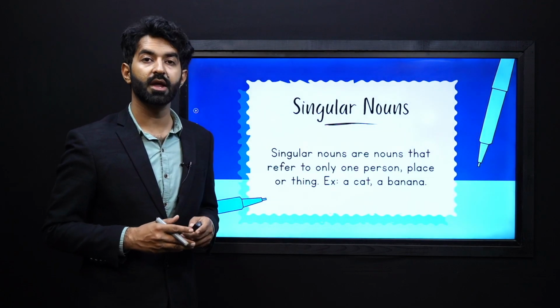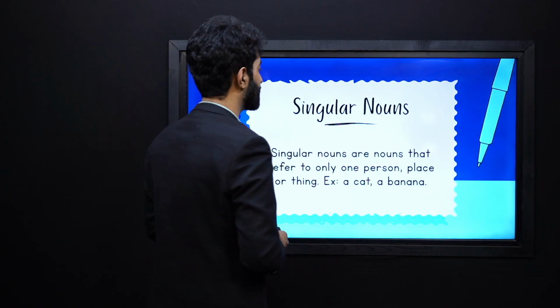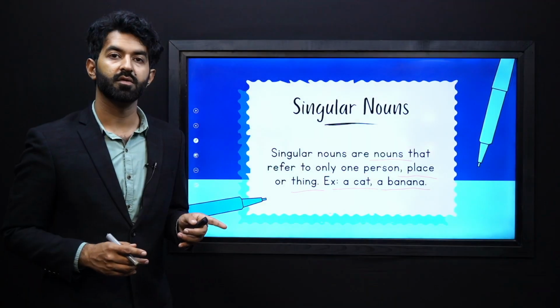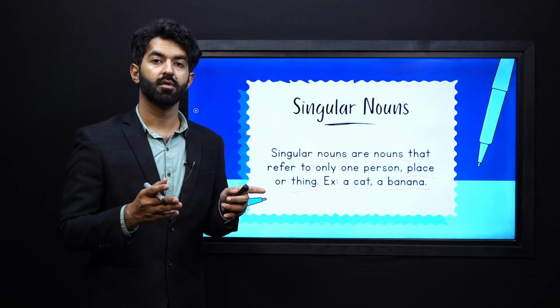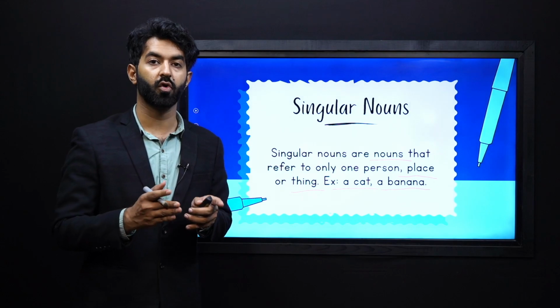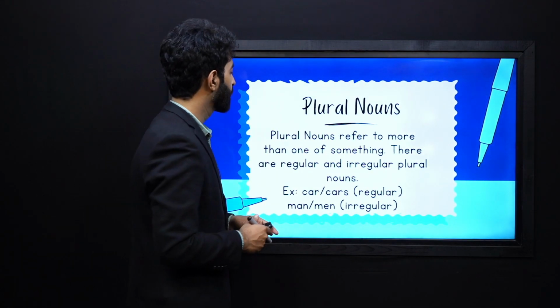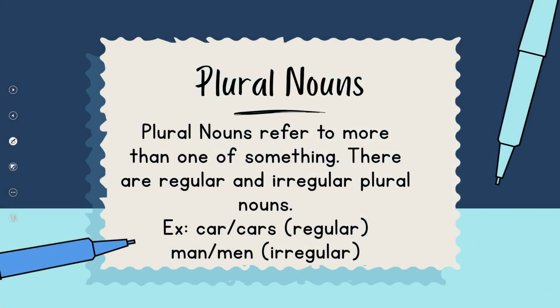So singular and plural nouns, let's begin by understanding what a singular noun is. Singular nouns are nouns that refer to only one person, place, or thing. For example, a cat, a banana. Remember that with a singular noun, you have to write a or an before the word. Plural nouns refer to more than one of something.